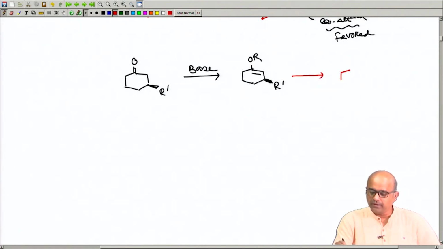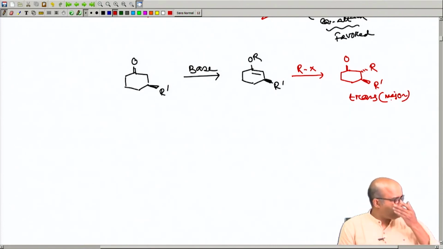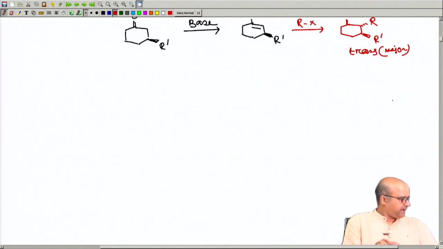So, what will you be having? You will simply be having this R prime, and now your electrophile is R-X. So, you will find that this will typically be 1,2 anti or trans. So, this product is major, and this was basically a 3-substituted cyclohexanone. You can easily predict a series of compounds, and in most cases these compounds are very well defined.